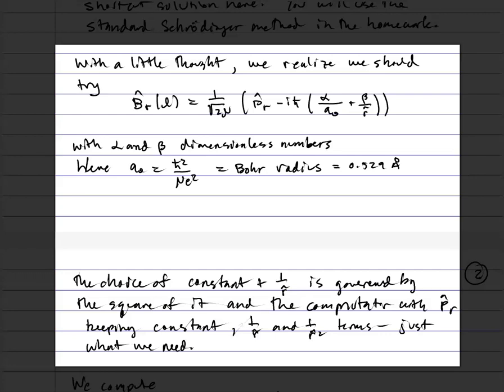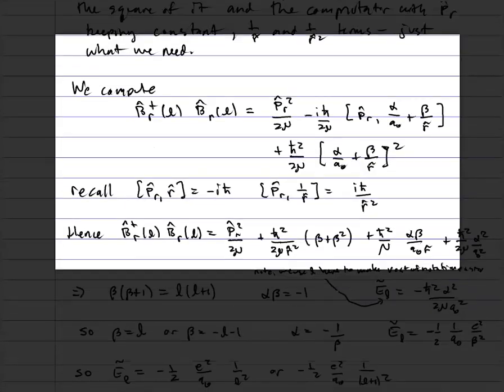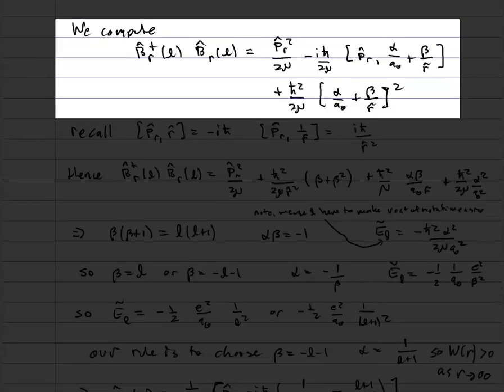All right, so how do we do this? Well, we've gotten our form that we're going to make for a guess for our B_R. We just calculate B_R dagger B_R and force it to work. Okay, so B_R dagger B_R is going to have a P_R squared over 2 mu. It's going to have a minus i h bar over 2 mu commutator of P_R with alpha over a0 plus beta over R hat. And then it's going to have plus an h bar squared over 2 mu alpha over a0 plus beta over R quantity squared.